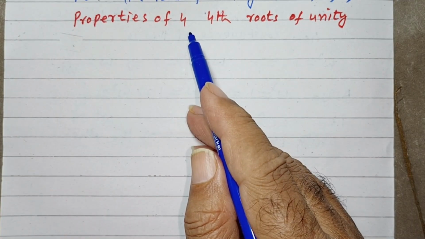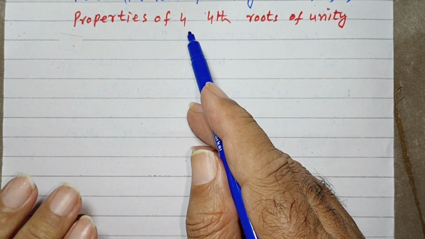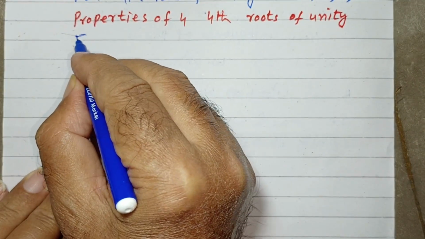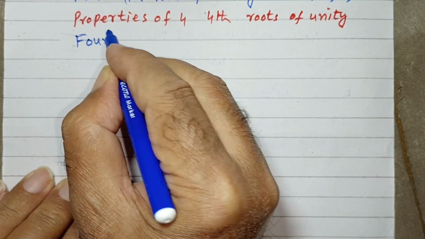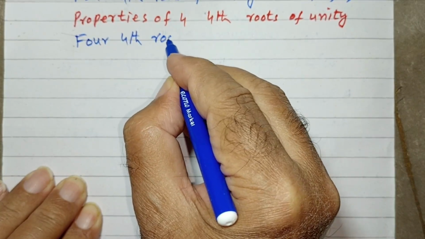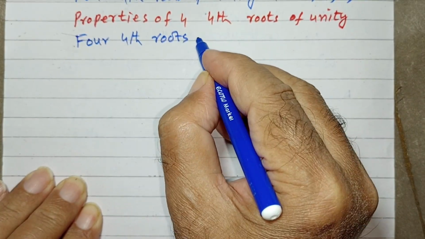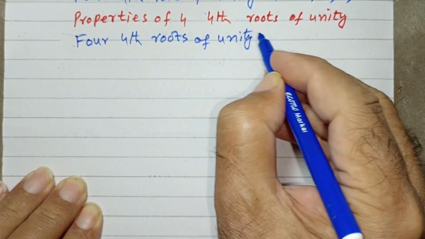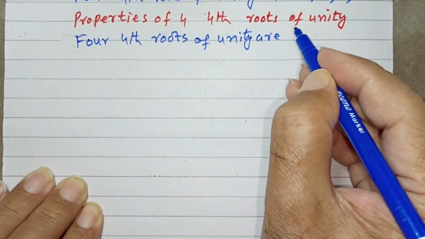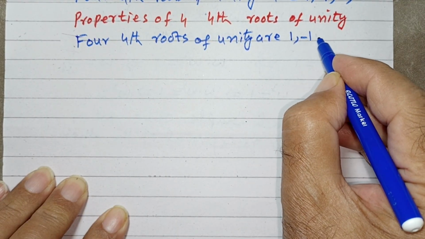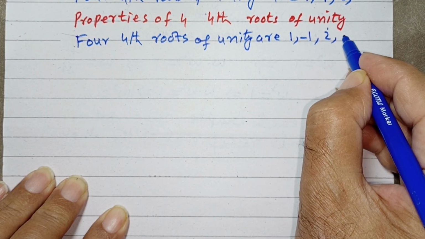Properties of four fourth roots of unity. The four fourth roots of unity are 1, minus 1, iota, minus iota.